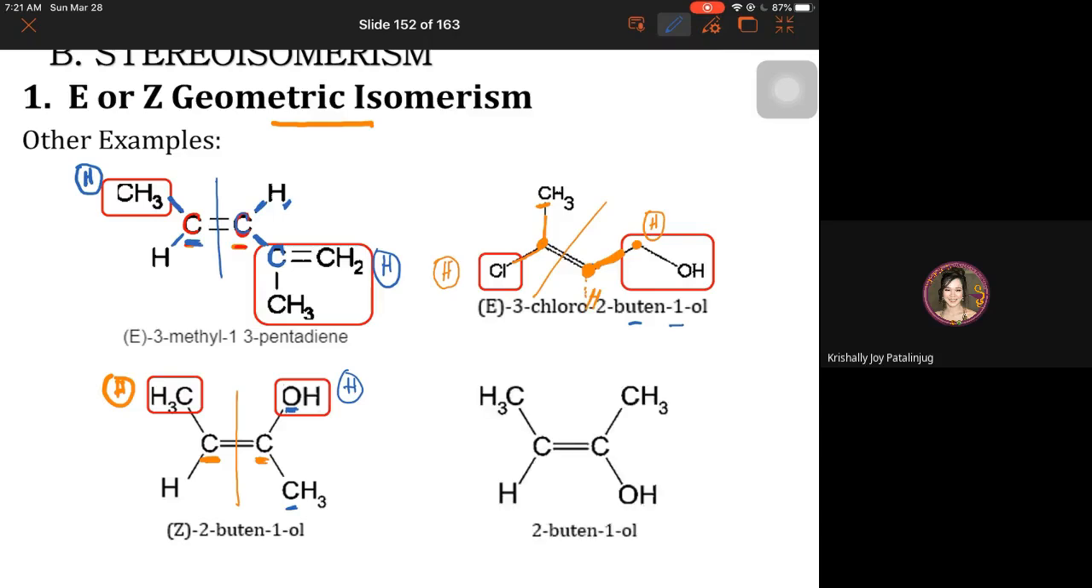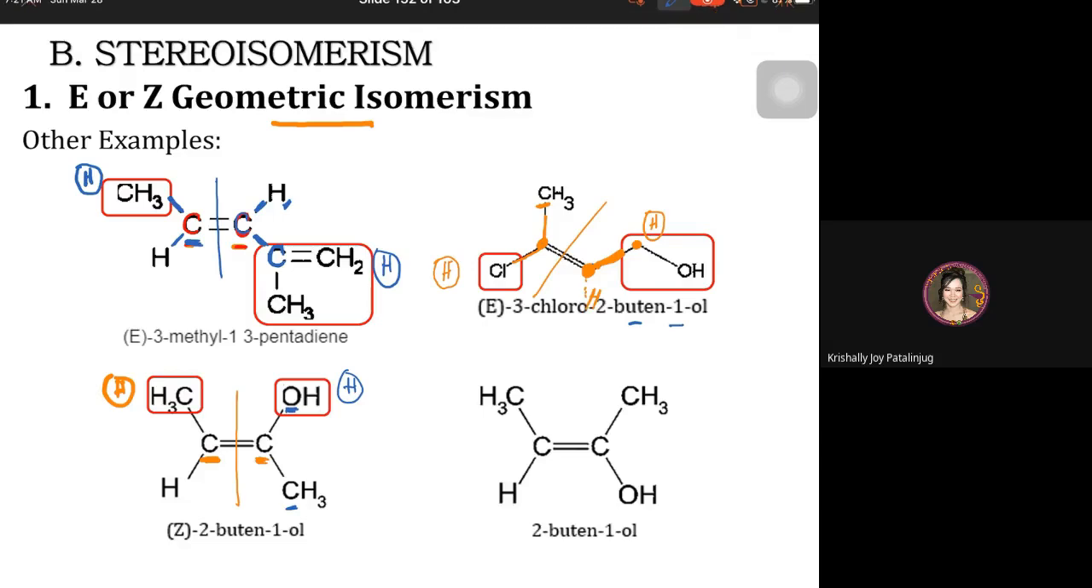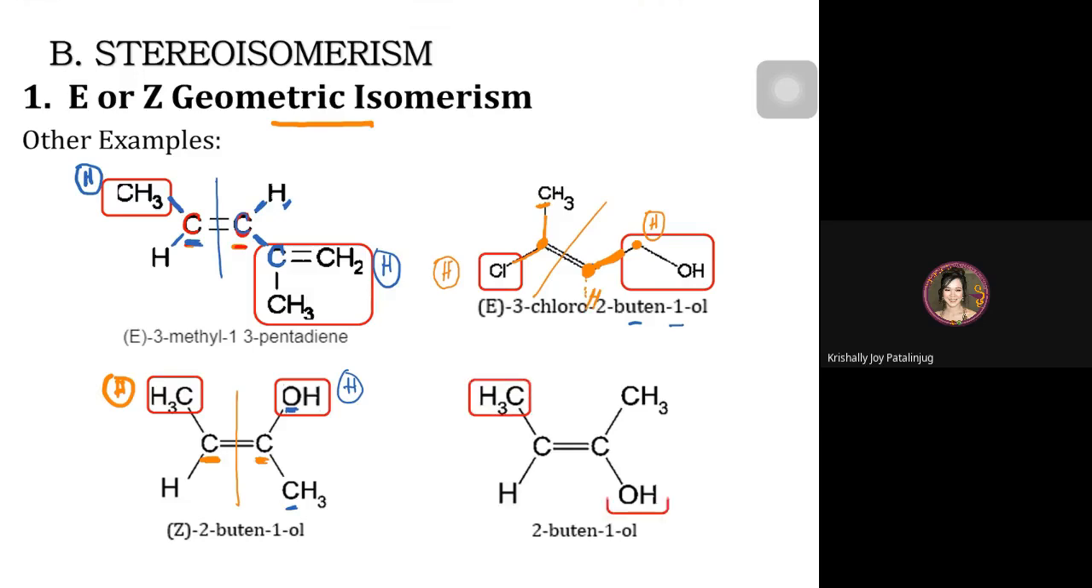Okay? And lastly, this is just the same compound, no? 2-butene-1-ol pa rin. But this time, this is in E isomer. Kasi ulit, yung OH this time, for this double bond carbon, nasa baba. To opposite side na yung priority groups. Opposite side na yung priority groups.